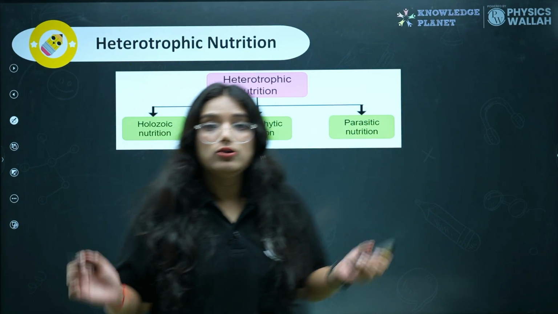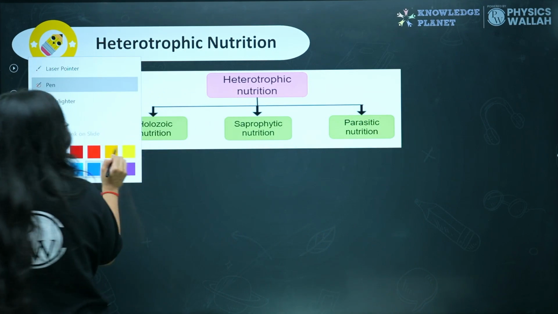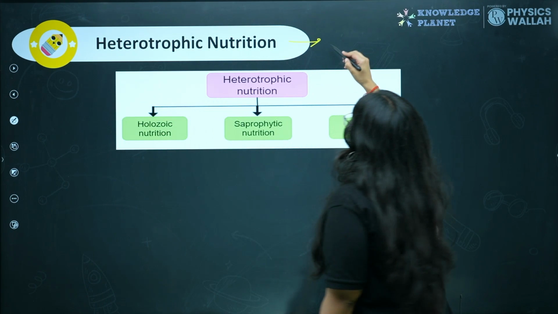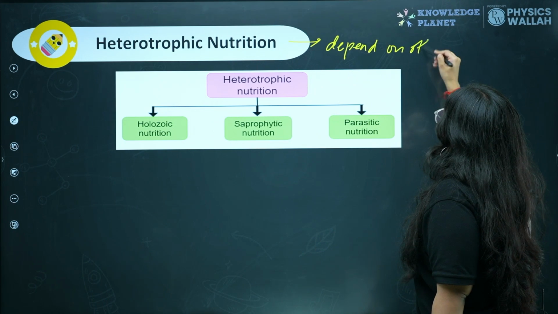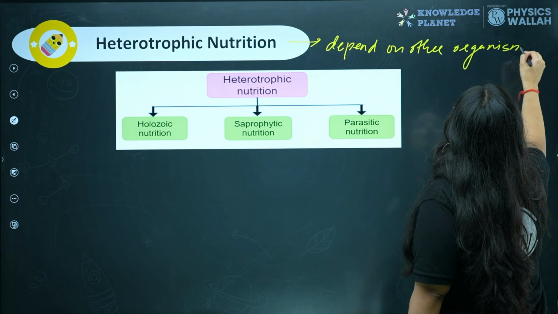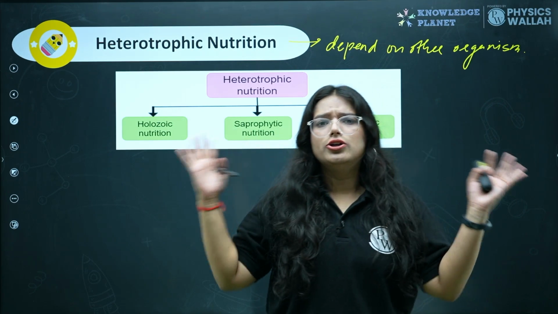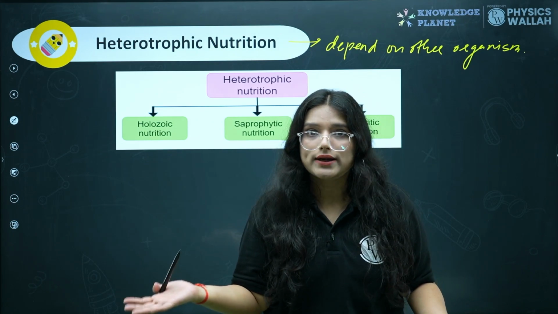Now what about other organisms? So let's talk about now heterotrophic mode of nutrition. Heterotrophic mode of nutrition means they depend on other organisms. They depend on other organisms for their nutritional requirements. Okay, now there are a lot of organisms. So who all depends on which organism?